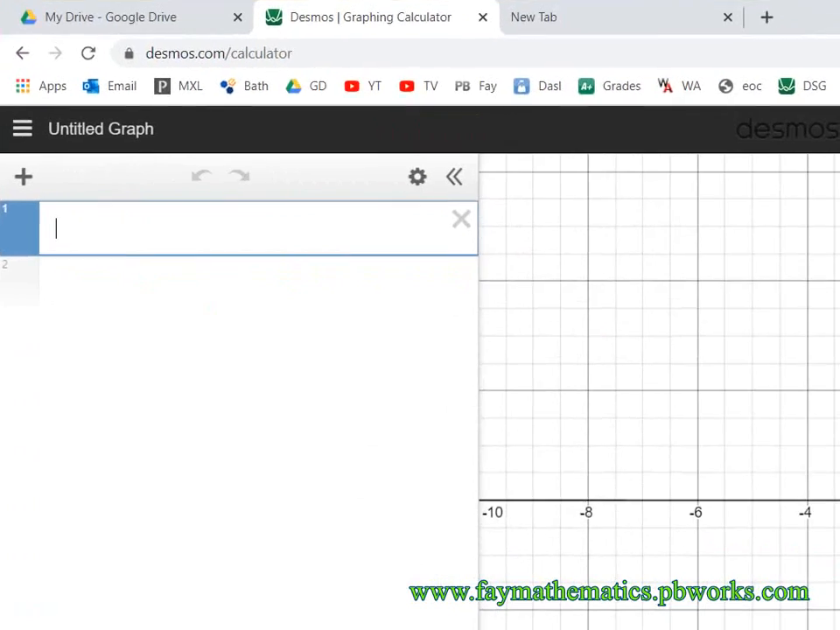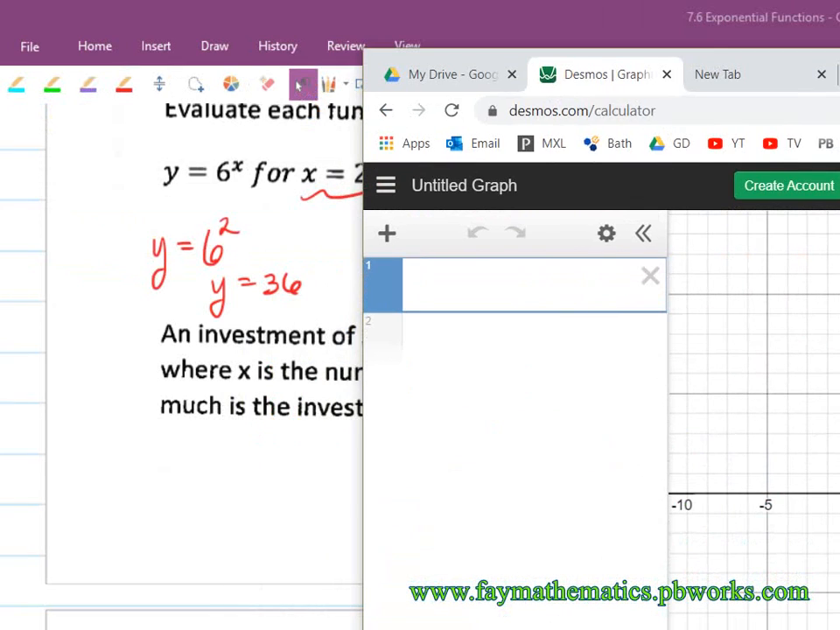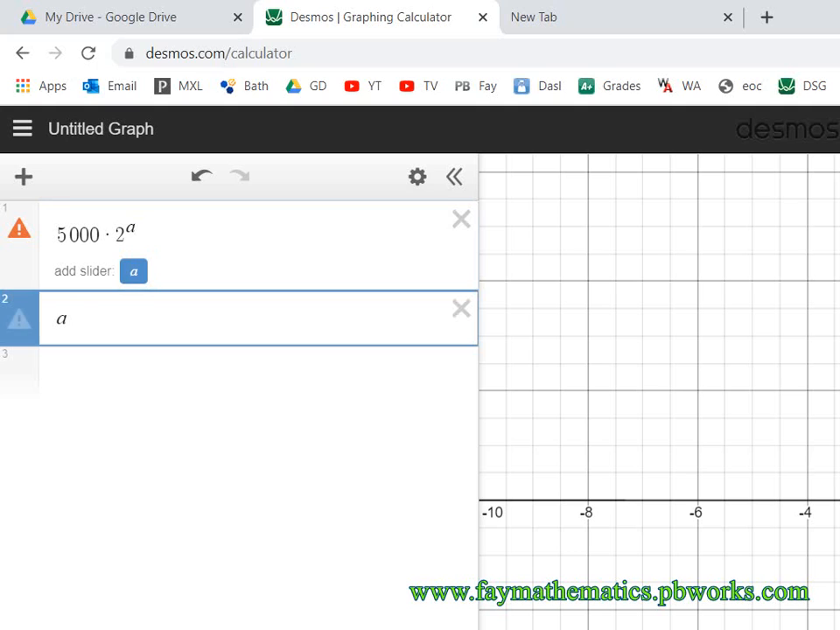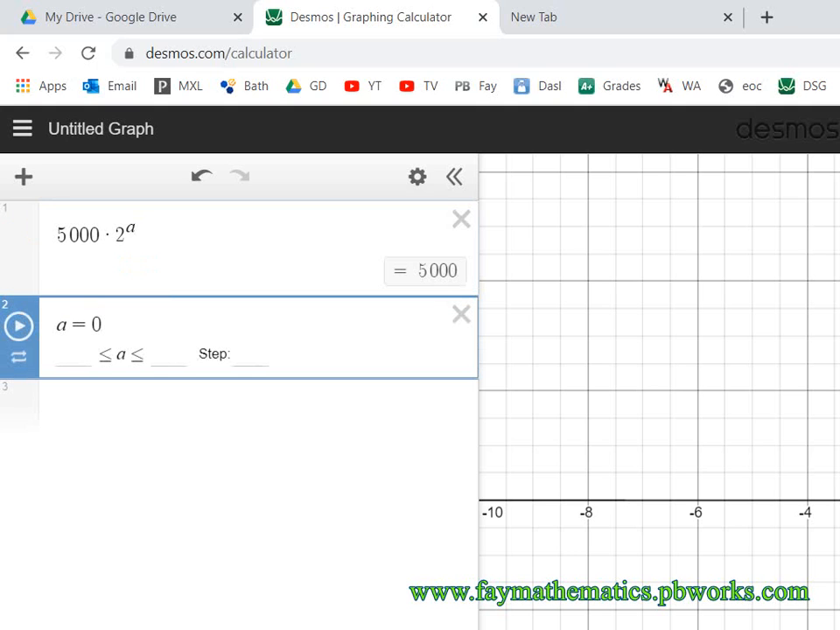Let's validate that with Desmos here real quick. If I start with, what did it say? It said 5,000 times 2 to the x, but I can't use x because it'll graph it. I don't want the graph, so I'm just going to use a instead. Now, what if a was 0? That means I would have $5,000. Remember, 2 to the 0 would be 1. 5,000 times 1 is just 5,000. So that would be the initial time, maybe the first decade.